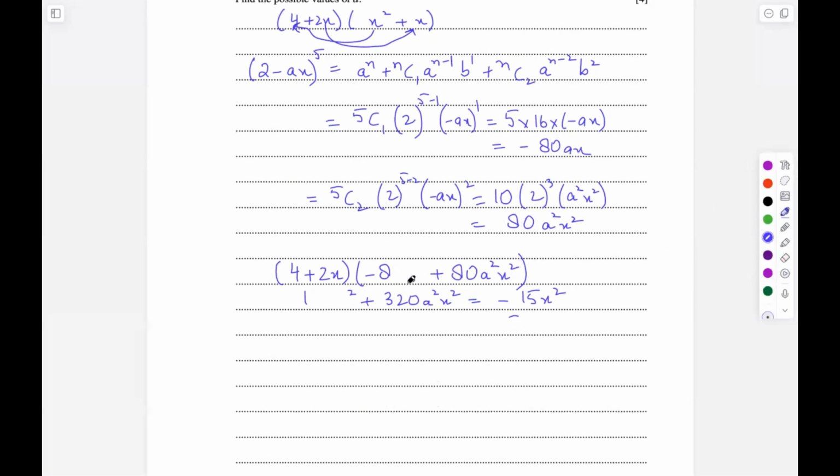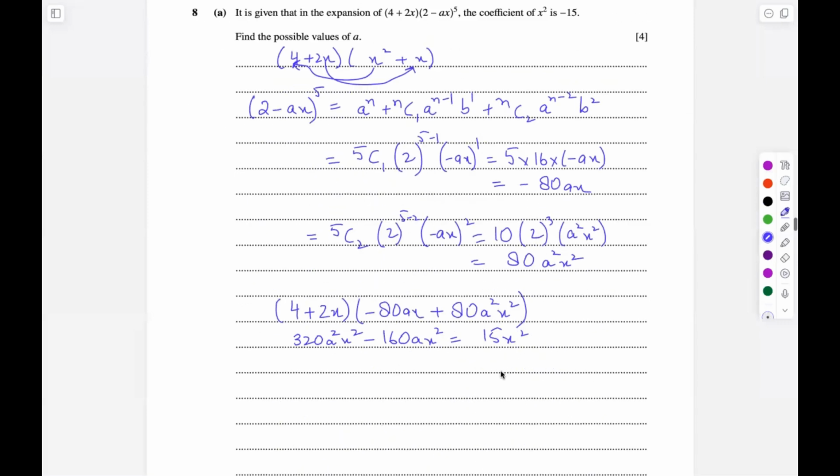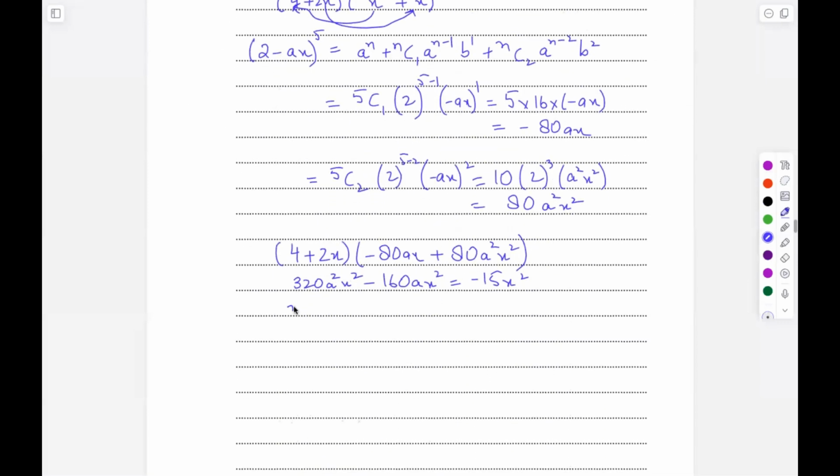So writing it as -80ax, and now writing the expression again, 4 into 80a squared x squared will be 320a squared x squared, and this will be -160ax squared equals -15x squared. This was a -15. Now taking x squared common, we'll get 320a squared minus 160a is equal to -15. So this expression will become 320a squared - 160a + 15 = 0.